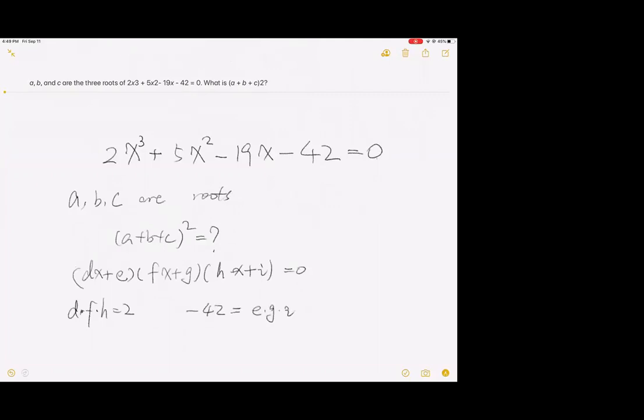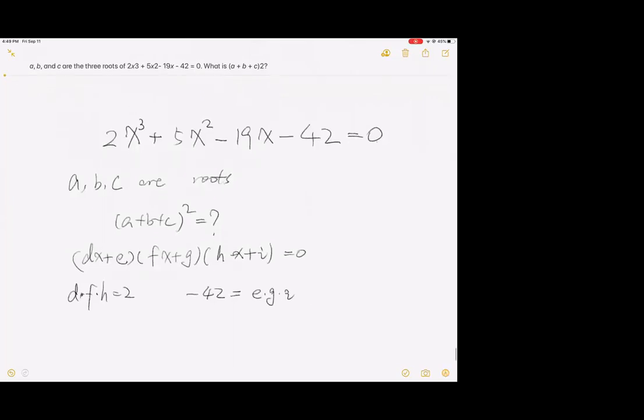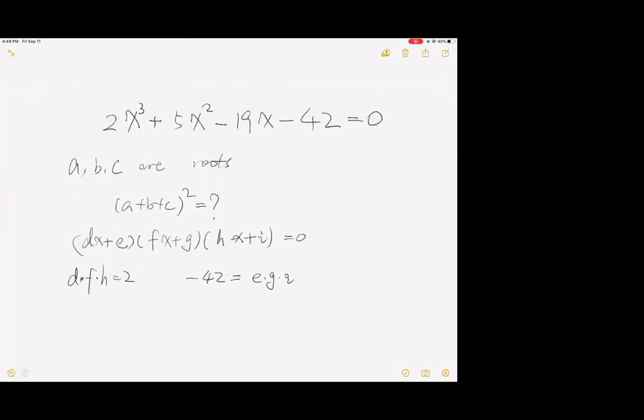And then a would be negative e over d. If a is the root for dx plus e, so dx plus e equals 0, b is the root for fx plus g equals 0, and c is that. Then a is equal to negative e over d, b is negative g over f.